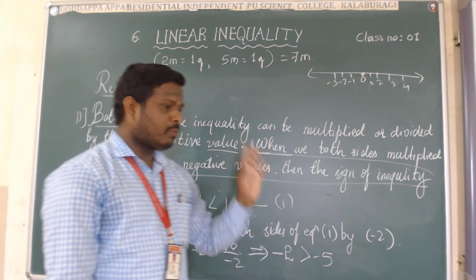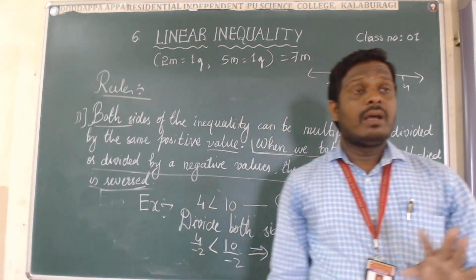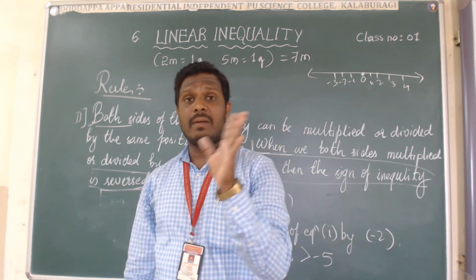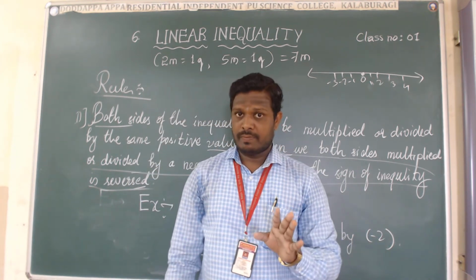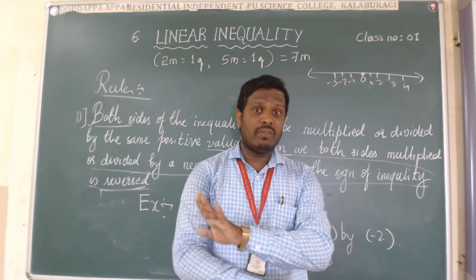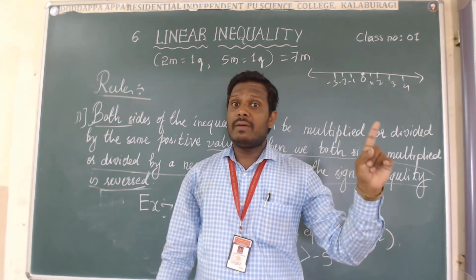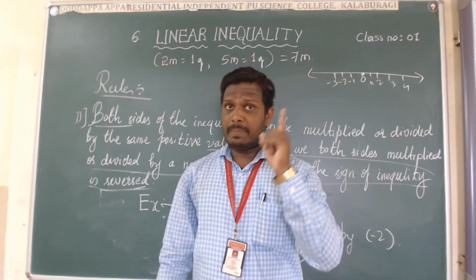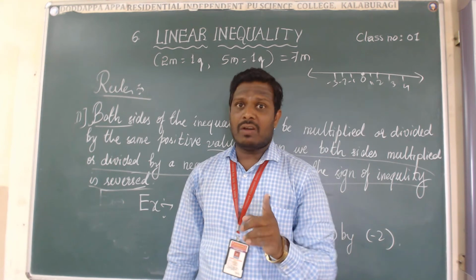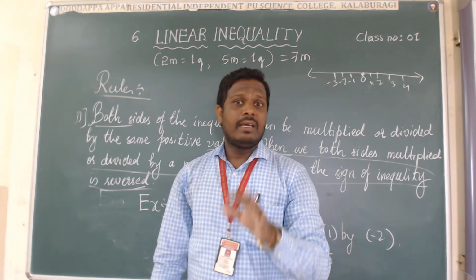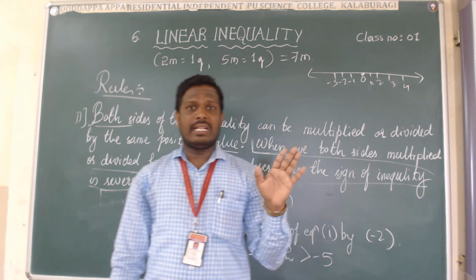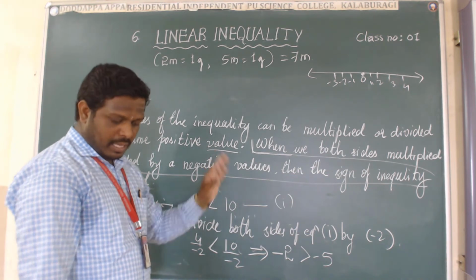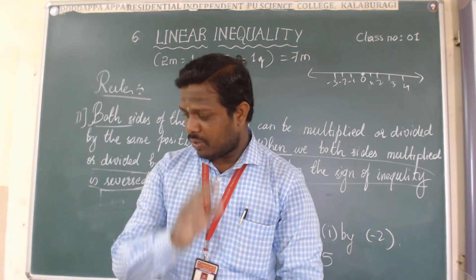Come to the next point. Second rule: both sides of the inequality can be multiplied or divided by the same positive value, and the sign of inequality will not reverse. When we multiply or divide by a negative value of the given inequality, the sign of inequality will change, it will reverse. Getting my point? This is the main point. I hope all of you got it very clearly without any doubt.